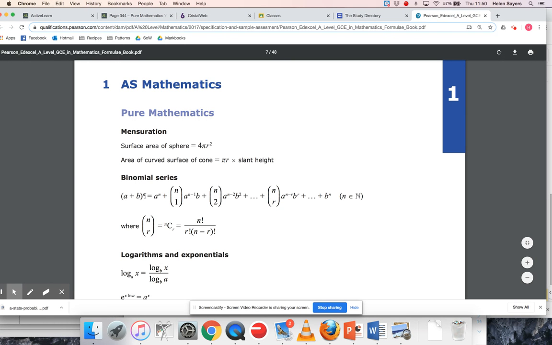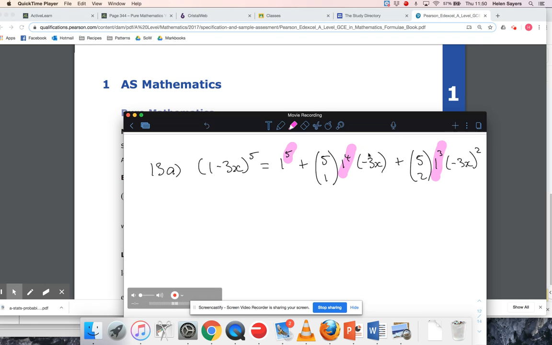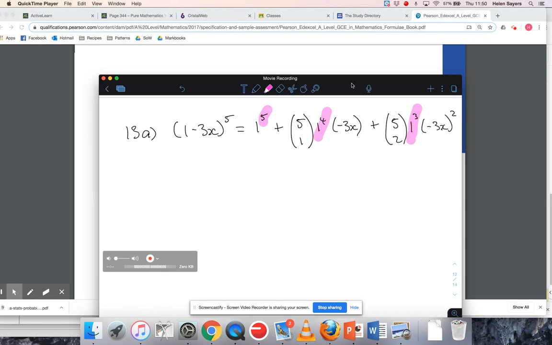I would make sure I could do it without the formula sheet, but obviously you can have it just as a reminder. So for us, A was 1 and B was minus 3x. And then the most important thing, particularly with B, is that you have brackets, okay? Now, it did say to simplify, and you always will need to simplify.